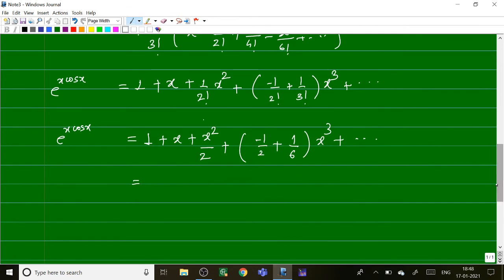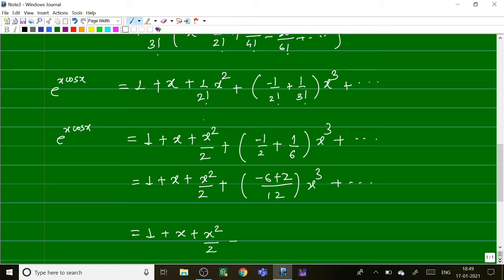And this is equal to 1 plus x square by 2 plus, so this is minus 6 plus 2 by 12 x cube and so on. 1 plus x square by 2 plus, now this is minus 4 by 12, so that is not plus, it is minus 1 by 3 x cube plus so on.